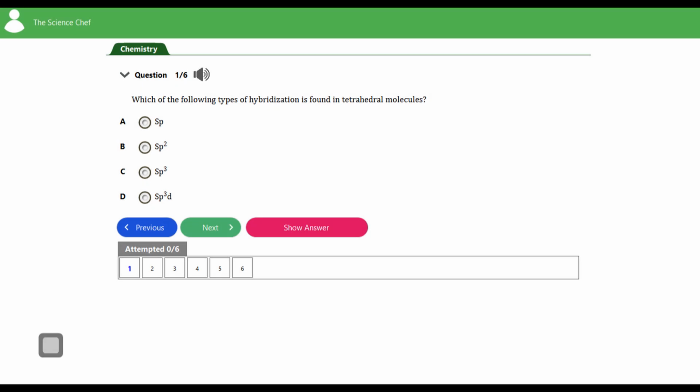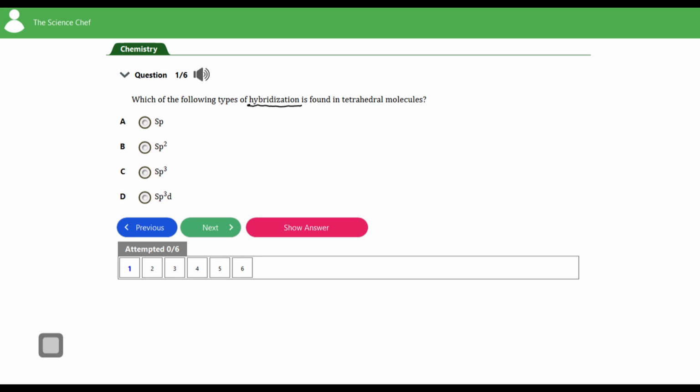Question 1. Which of the following types of hybridization is found in tetrahedral molecules? This question is on the hybridization of orbitals. First, what is hybridization? Hybridization is the mixing of orbitals of different energy levels, or the blending of orbitals of different energy levels to form a new set of orbitals with a new energy level.